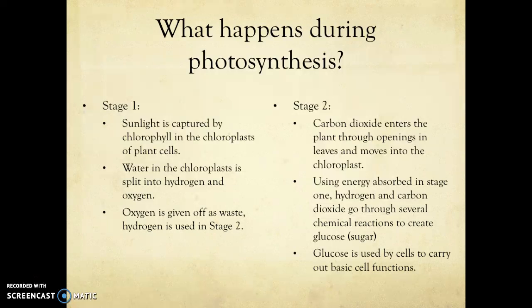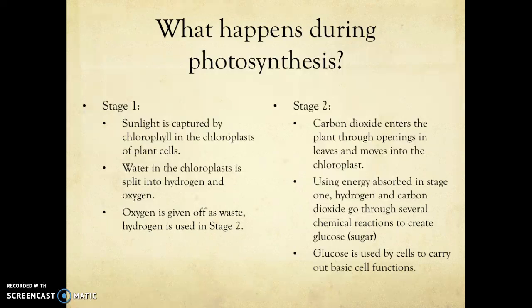Water in the chloroplast is split into hydrogen and oxygen. Right? Now water comes from the roots of the plants, of course. So it gets split into hydrogen and oxygen because water is H2O, which is hydrogen and oxygen. Now the oxygen gets given off as waste.